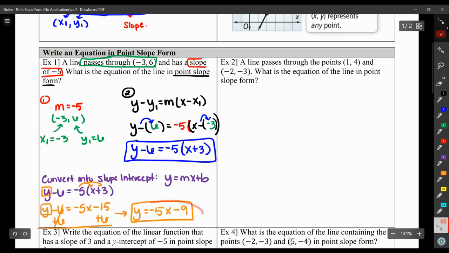These are both the exact same line. Notice they both have a slope of -5. The only difference is in slope intercept, I know that my y-intercept is -9. So sometimes this is more useful because you have the y-intercept.